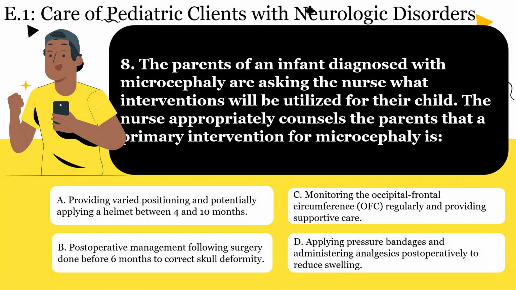Of course, we know that microcephaly is actually referring to a small brain. So nursing interventions focused for microcephaly include monitoring for the occipitofrontal circumference, and that is around the fullest part of the head, just above the eyebrows, and also providing supportive care. So we know that option A are interventions for plagiocephaly, and we know also that option B and D are related to management of craniosynostosis, which is basically the early closure of the cranial suture. So answer for number 8 is letter C.